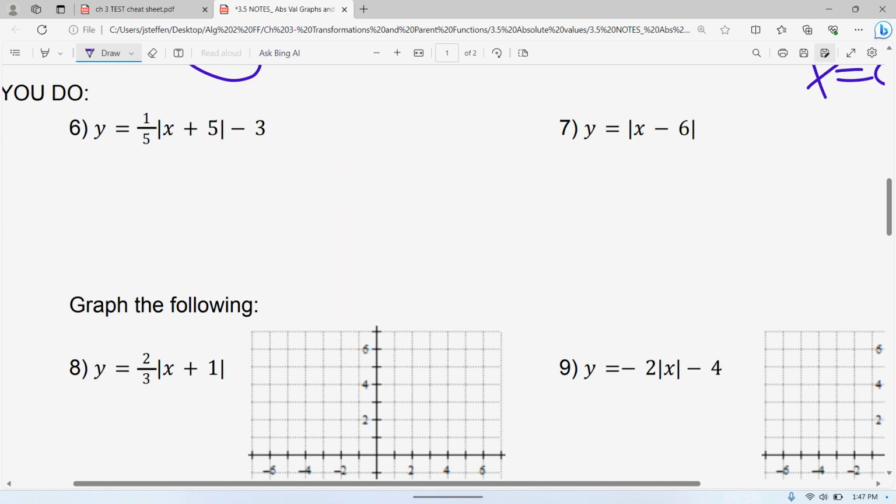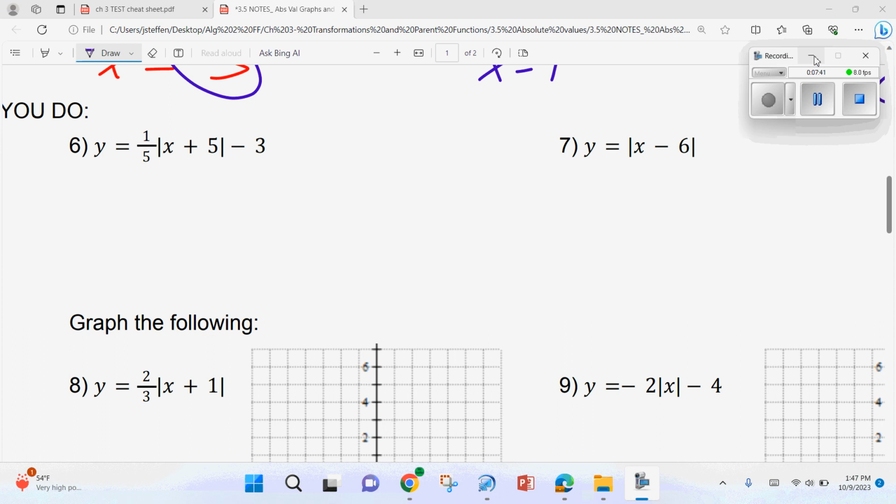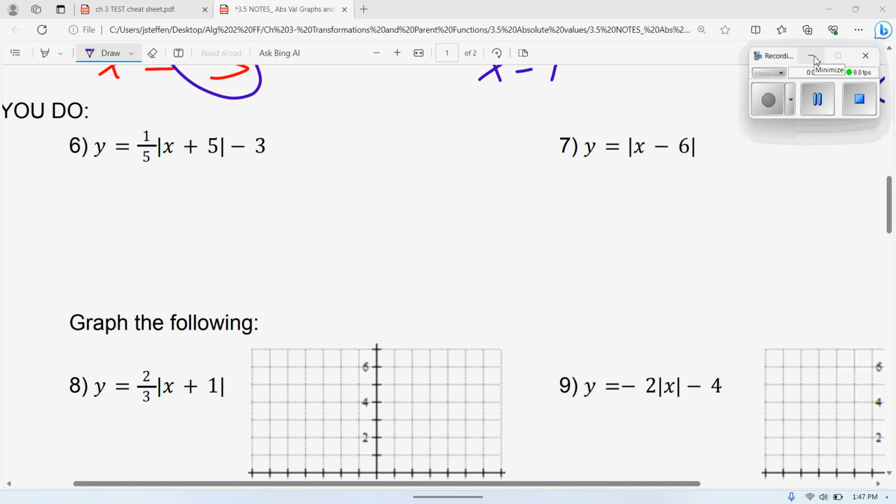Go ahead and do number 6 and 7 on your own. I'll give you guys about a minute to do that, and then I'll go ahead and put the answers up, and we'll move on.